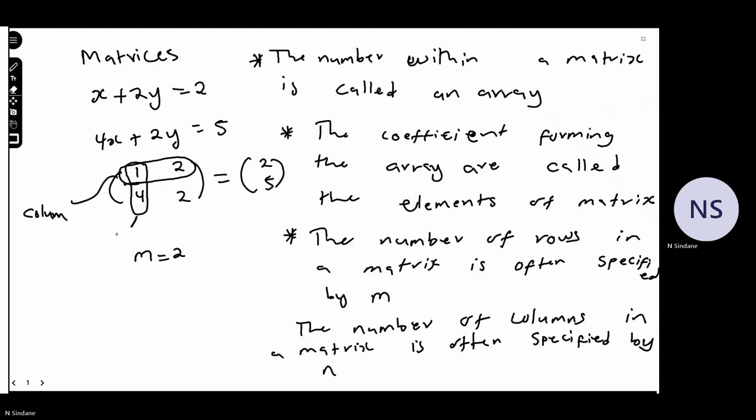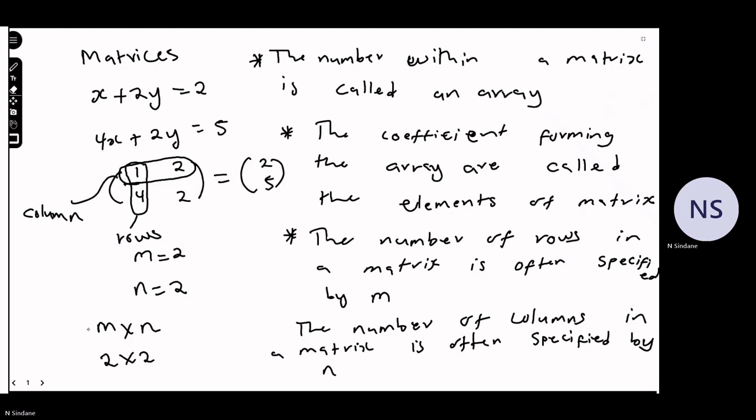So in this case, n is equal to 2, meaning the number of columns in this matrix is equal to 2. Then when representing a matrix, you represent it as number of rows multiplied by number of columns. So this tells you that this matrix is a 2 by 2 matrix, right? This represents a 2 by 2 matrix.